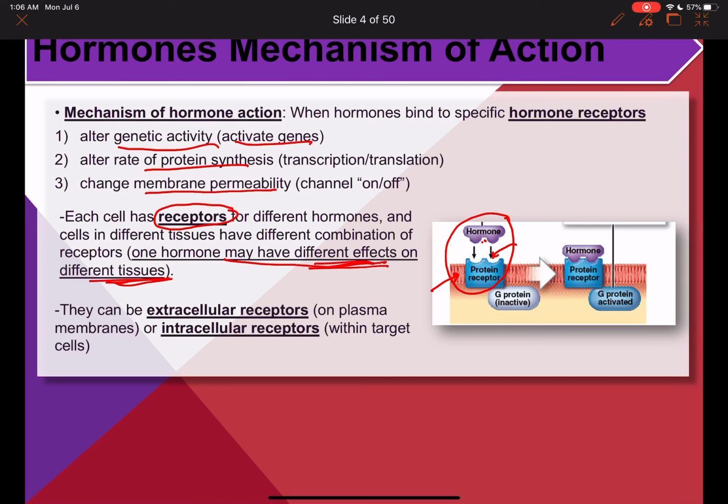Okay, so some hormone receptors are located on the outside, within the plasma membrane of cells. Those are called extracellular receptors. Extra usually means outside, cellular, so outside a cell. And for extracellular receptors, they are usually embedded within the plasma membrane, just like this particular example here. While other receptors can be located on the inside of the cell, whether in the cytoplasm or even within the nucleus itself. Those are called intracellular receptors. Intra means inside, cellular, so inside the cell.